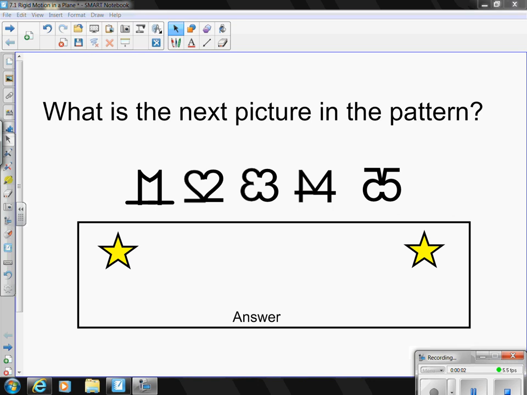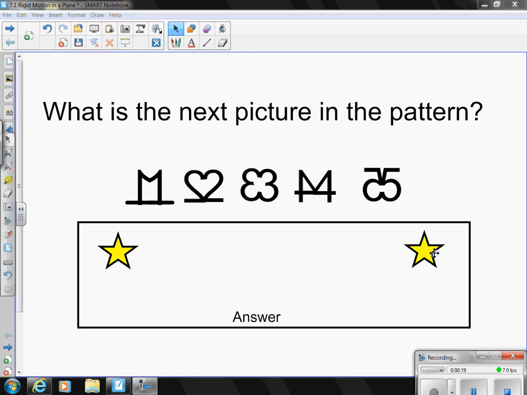All right, a nice way to start chapter 7, or what I like to, is this little pattern. What is the next picture in the pattern? If you want to stop the video and think about it, go for it. Some people get it right away, some people never get it, but it's kind of fun.